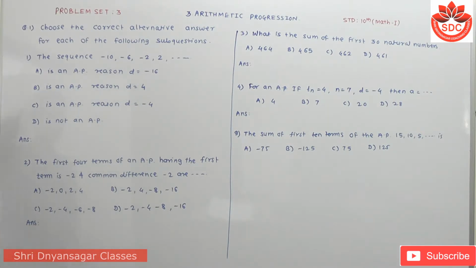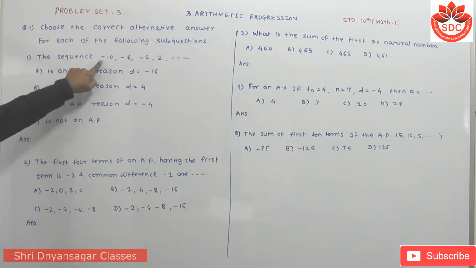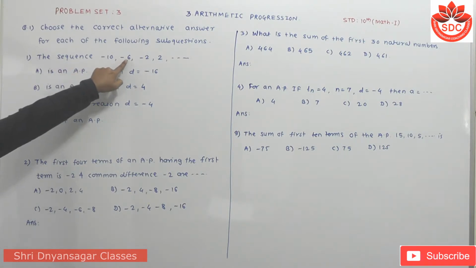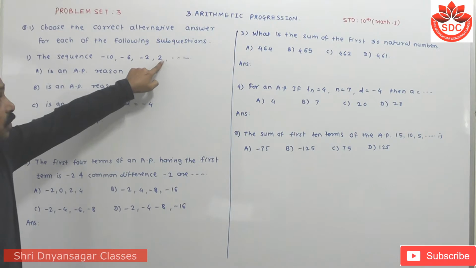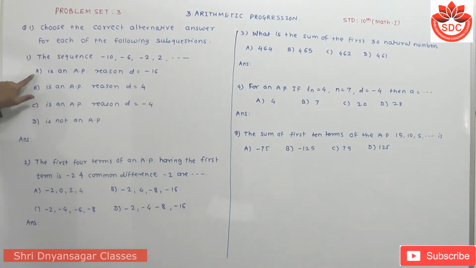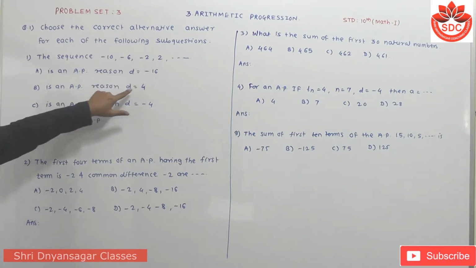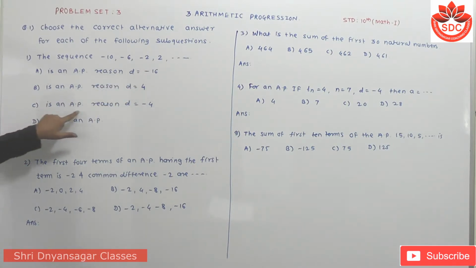Now the first question: the sequence -10, -6, -2, 2, ... A) is an AP, with common difference D is -16; B) is an AP, with D is 4; C) is an AP, with D is -4; D) is not an AP.